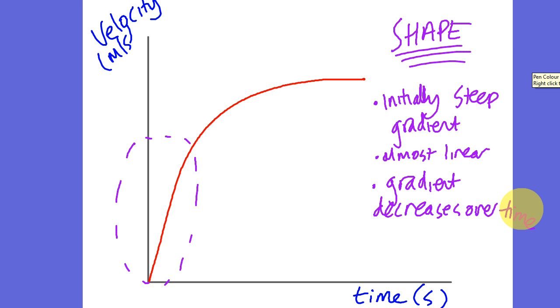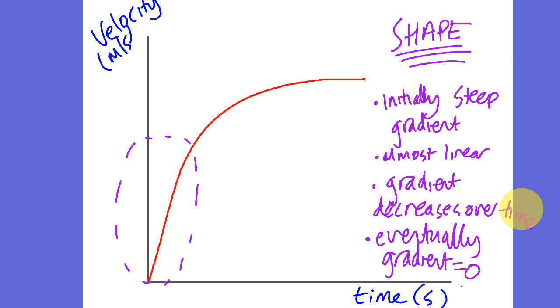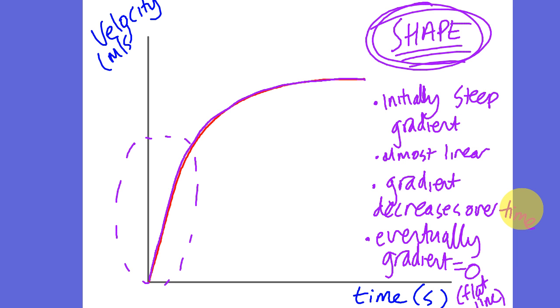So it decreases over time, and then eventually the gradient goes to 0 because it becomes a flat line. So we're asked to describe the shape, talk about the shape. Okay. Initially, you've got a nice linear high gradient, and the gradient reduces, gets lower and lower, so the gradient becomes 0. Then it might do some other stuff, but that's just the shape we're looking at. So if it talks about the shape, focus on that.